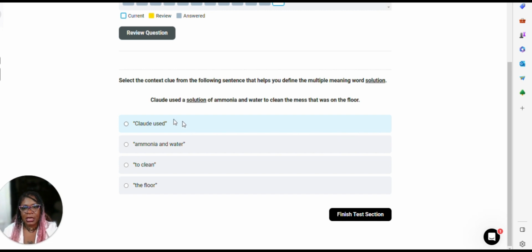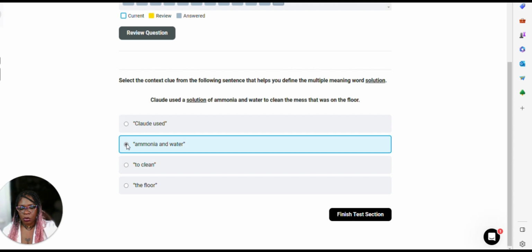So the answer is going to be ammonia and water. So the meaning of solution in this context is a mixture of two or more substances. Okay. So the phrase ammonia and water helps you figure out exactly what's in the solution that's being used.